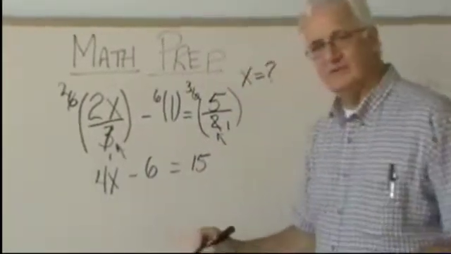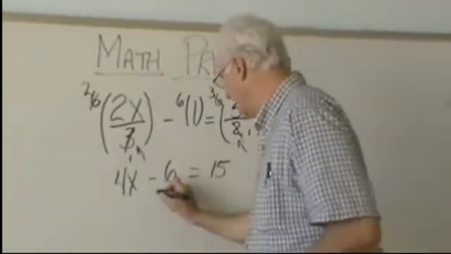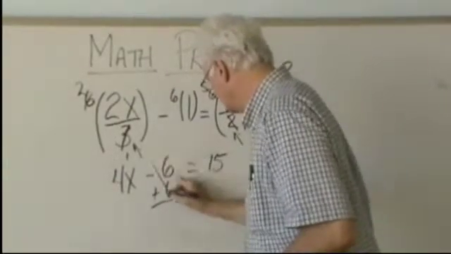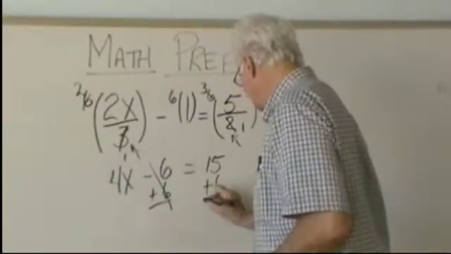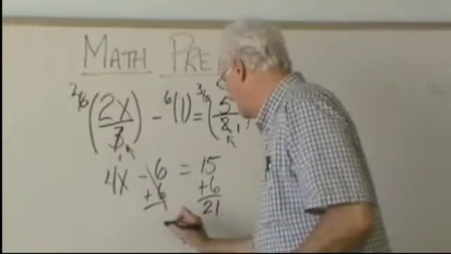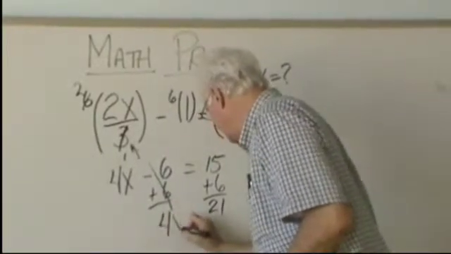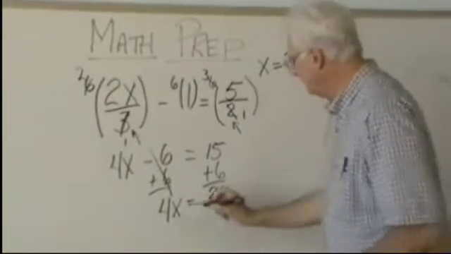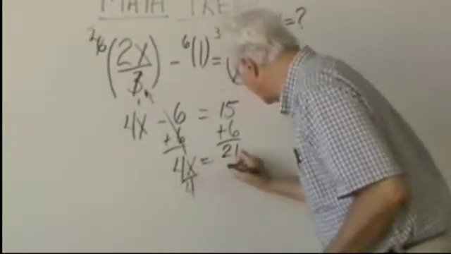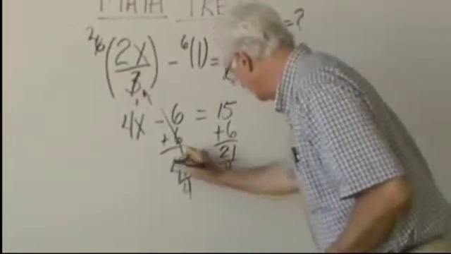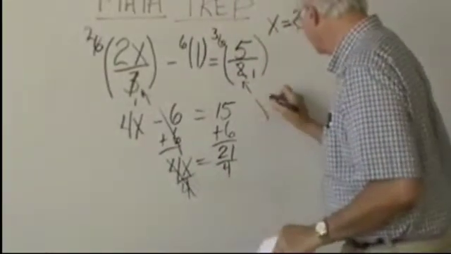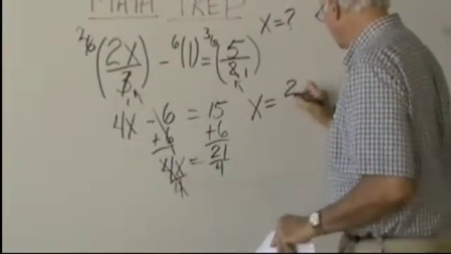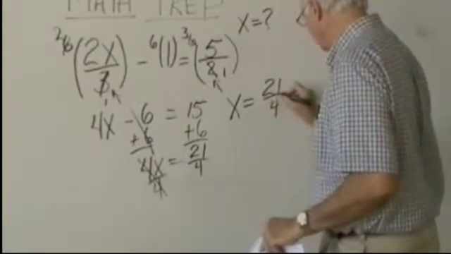There's a simple problem. How do I move that 6? You know, plus 6. It's gone, plus 6 here. This is 21. 4x equals 21. And you know, we divide both sides by 4. And x equals 21 over 4.